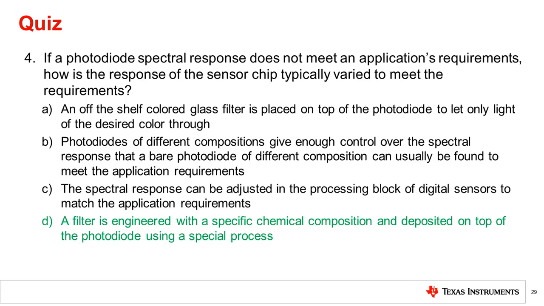Photodiodes of different compositions do not give enough control over the spectrum to suit many applications, as was shown earlier. Spectral response cannot be adjusted digitally, as the photodiode outputs a current that integrates over the entire spectrum. Thus, the correct answer is that a chemically engineered filter would be deposited on top of the photodiode using a special process.